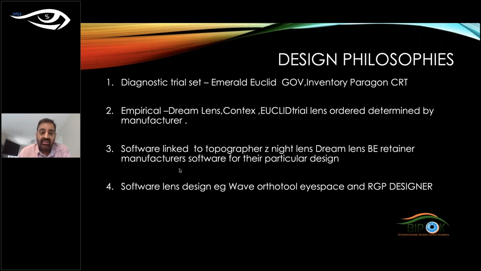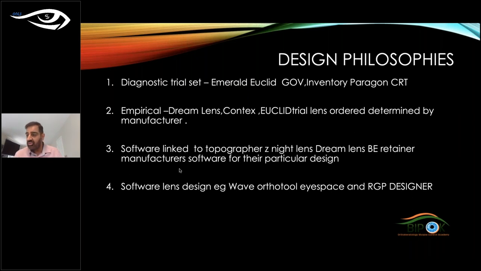The fourth one, which I'm now looking at, and which I'm doing myself, I mean, I've been called a Wave user. About 10 to 15 years ago, I went into Wave. And obviously, there's Wave software, there's OrthoTool software, iSpace, and RGP Designer. Those are the ones where you actually take control of designing.